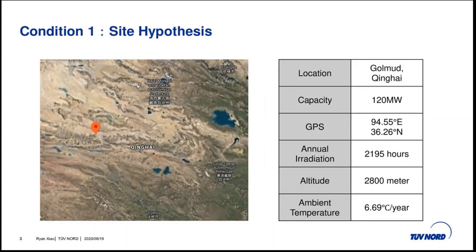So the first condition is you need to choose a piece of land. Here in this case, the location is Golmud in Qinghai province, which is in the western part of China. The installation capacity is 120 megawatts, and you can see the GPS coordinates there. The annual irradiation is 2,195 hours. The altitude is 2,800 meters, which is very high. And the ambient temperature is 6.69 degrees for the whole year.